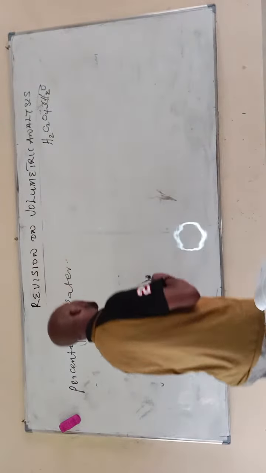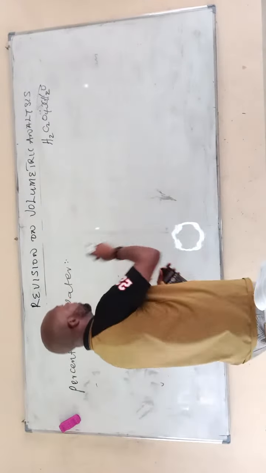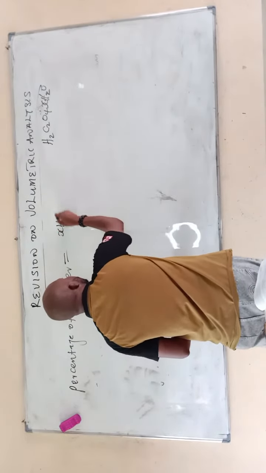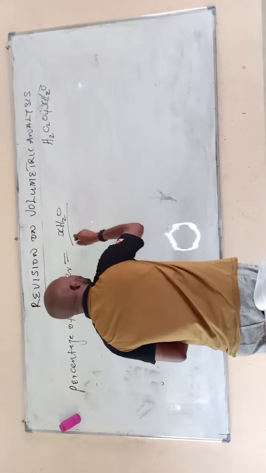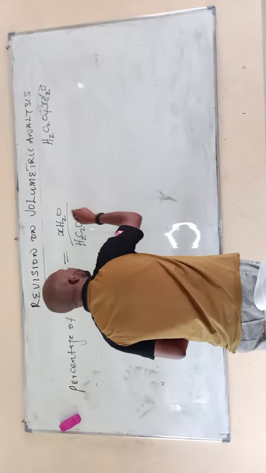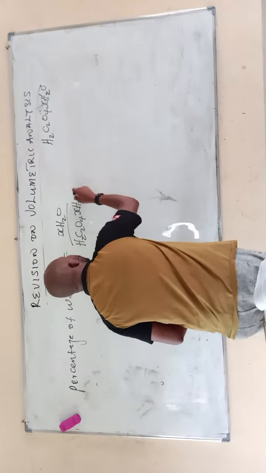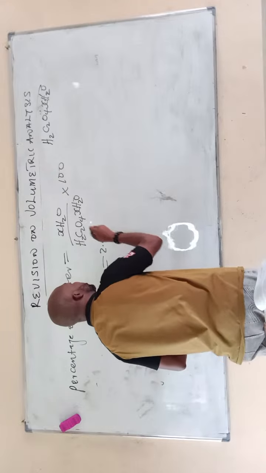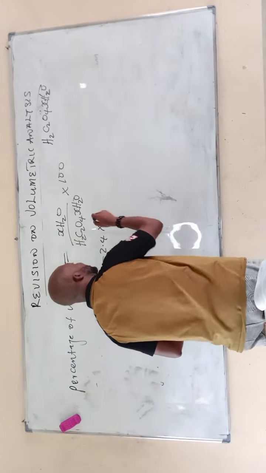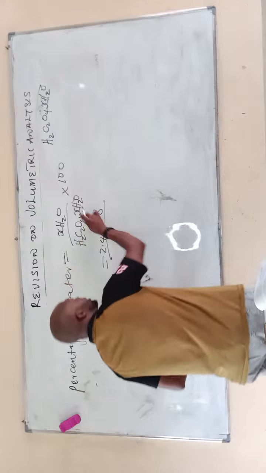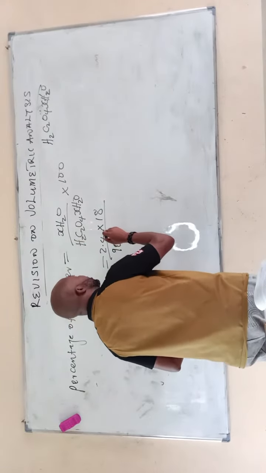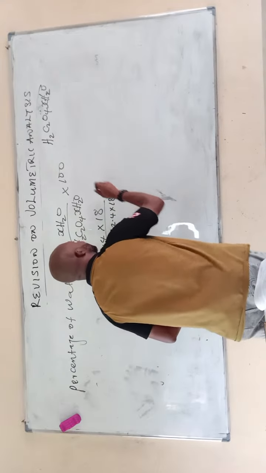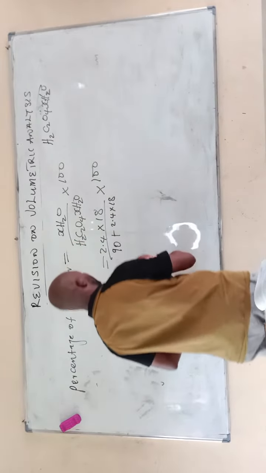So in this case, we are looking for that of water because the topic says percentage of water of crystallization. So we're going to have xH2O over H2C2O4.xH2O times 100. And our x was 2.4 times water is 18, over all of this, which is 90 plus 2.4 times 18, times 100.